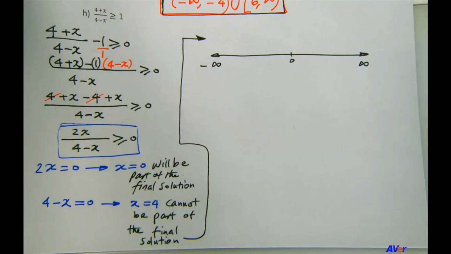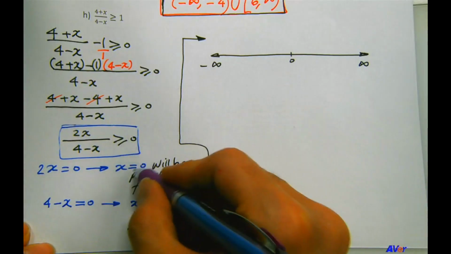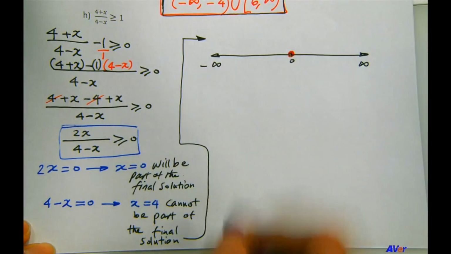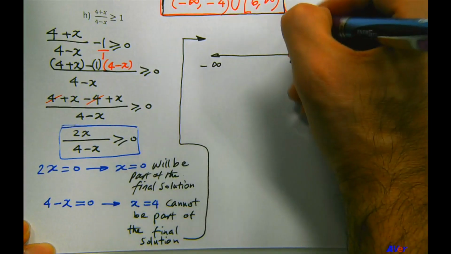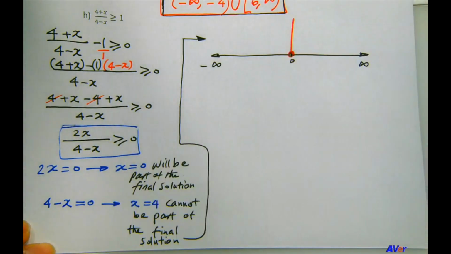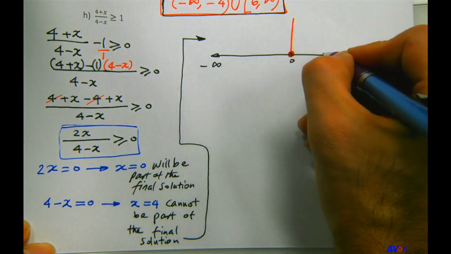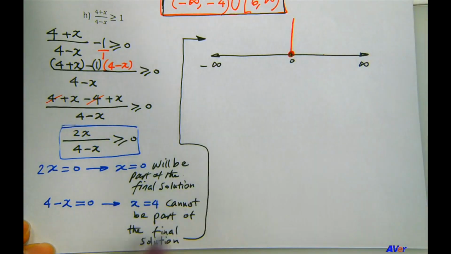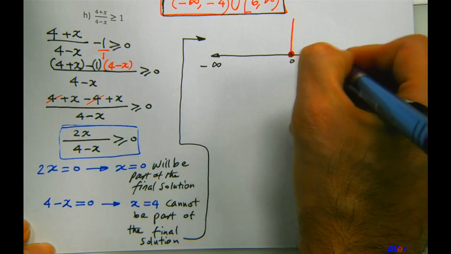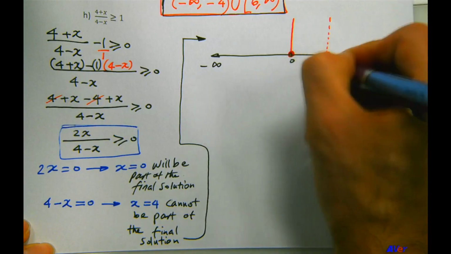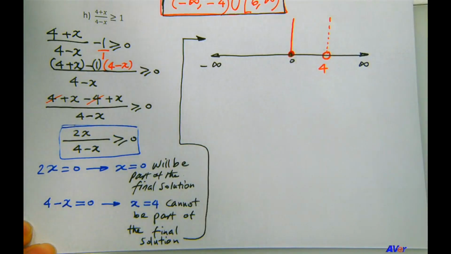And we have x equals 0, so that's part of the solution. I'm going to put a solid circle on top of it and a solid line right through it. X equals 4, right? So x equals 4, let's say here, that cannot be part of the final solution. So I'm going to put a hollow circle and a dashed line on top of it.